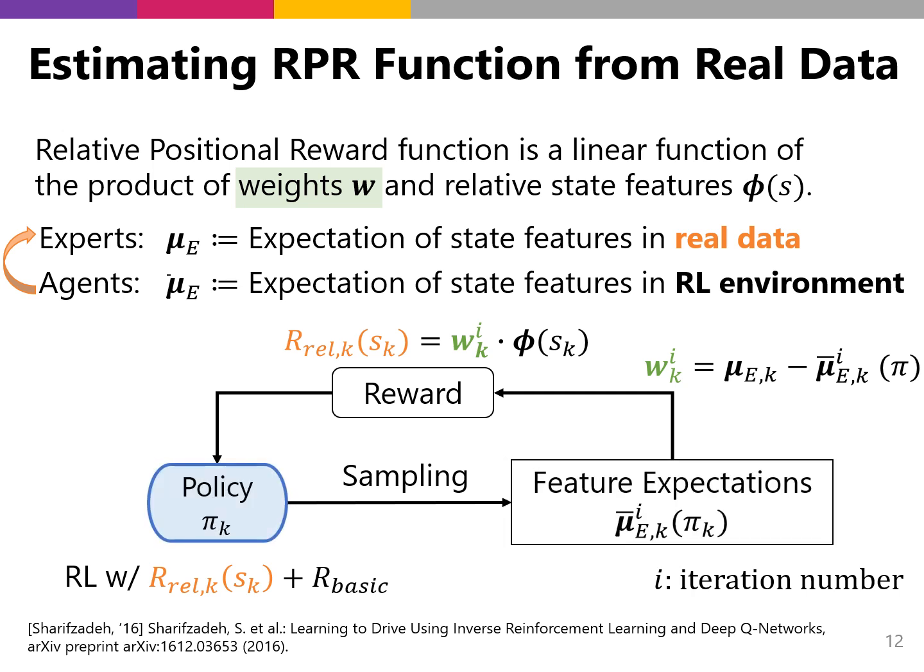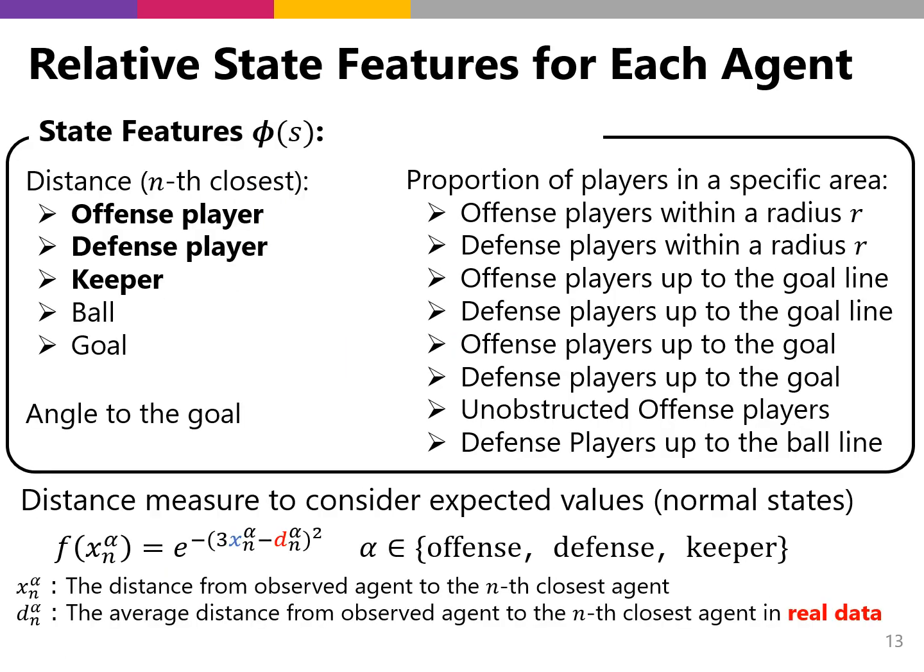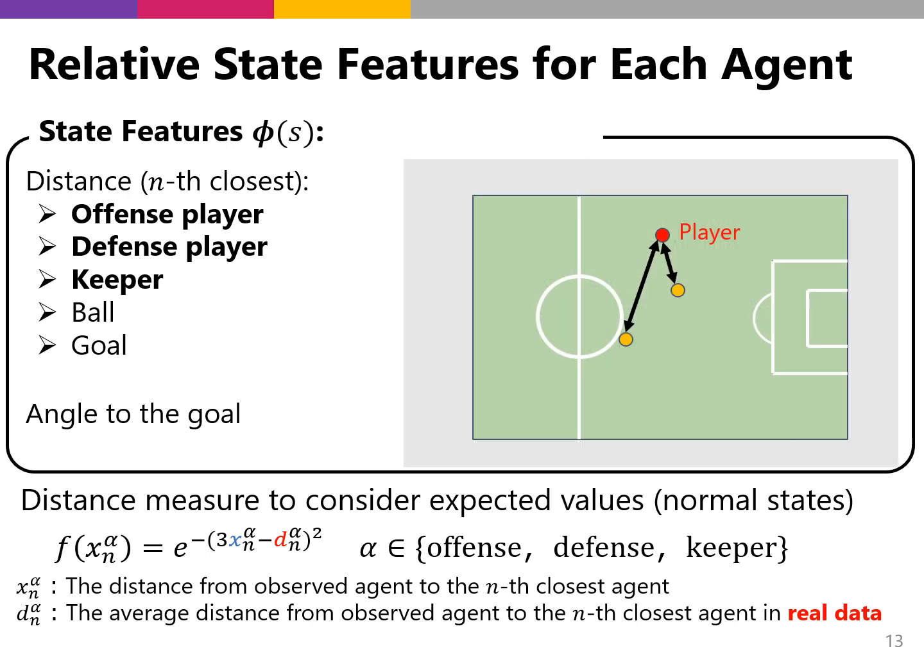this becomes sufficiently small. The list of relative features we defined is as follows. We utilize distance, angle, and proportion of players in a specific area. To speak about distance, we calculated the relative distance to the nth closest player. Here, distance measures did not consider only the actual relative distance, but also consider the gap with a general state, that is, the average distance of the real data.